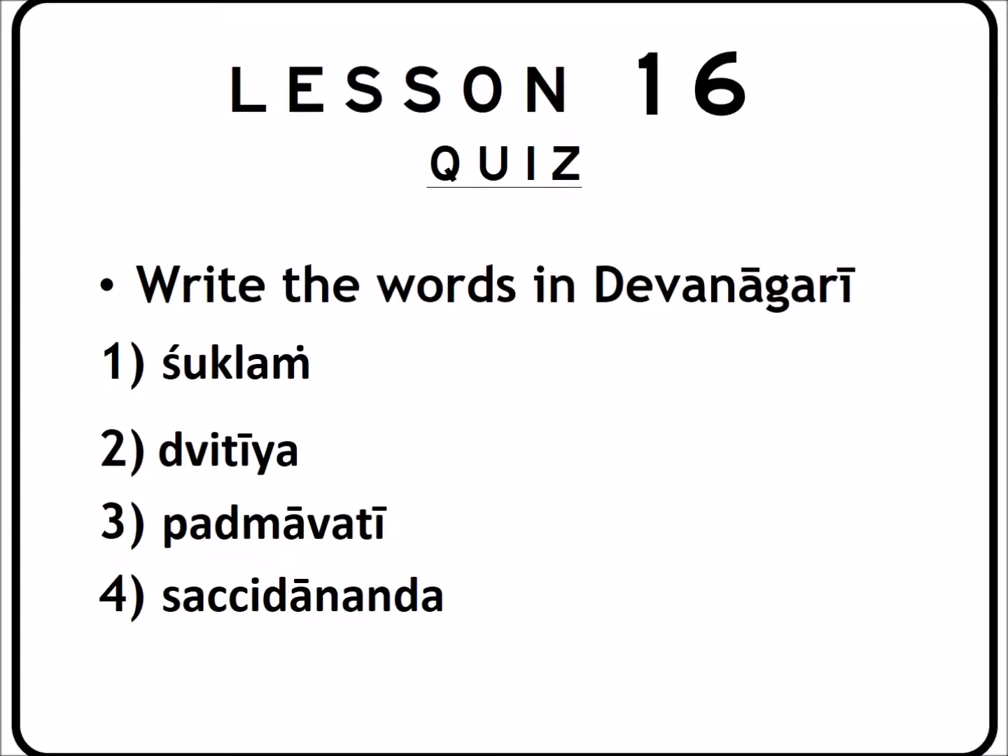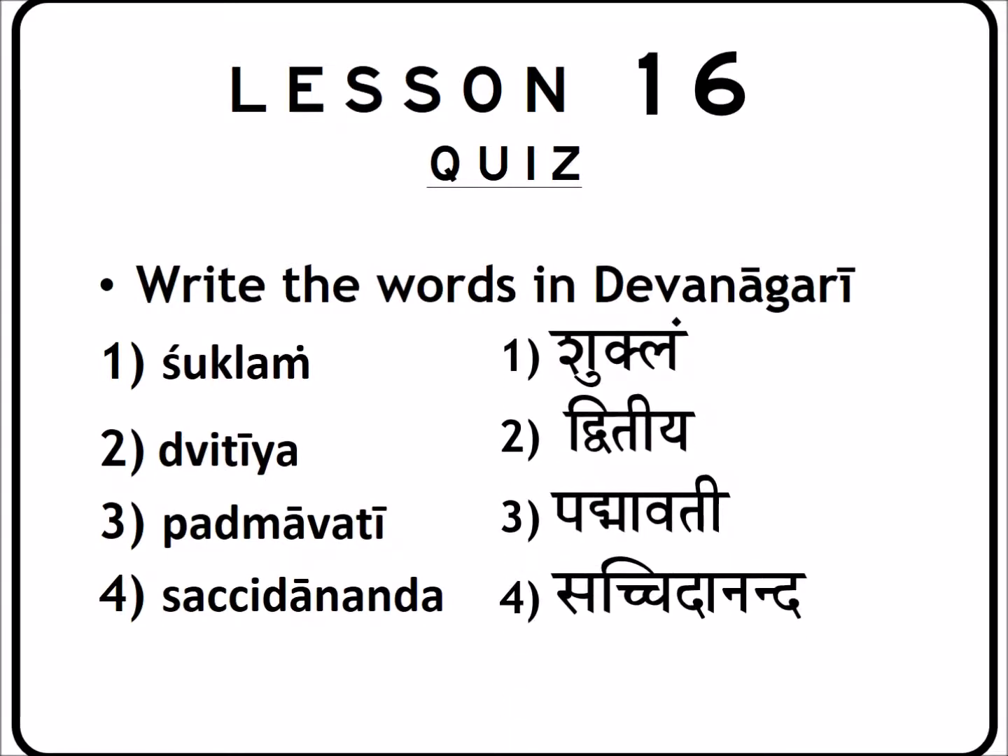So now we're going to write these words in Devanagari. If you did it correctly, it should look like this. I'm going to translate the words for you so you know what they mean. The first word, Shuklam. Shuklam means white or pure. The second word is Dvitiya. Dvitiya means second, as in first, second, third, second meaning second place. The third word is Padmavati. Padmavati is the name of Lord Nityananda's consort.